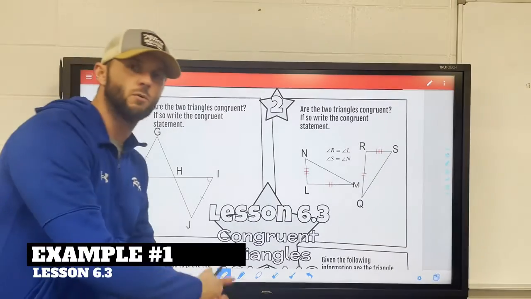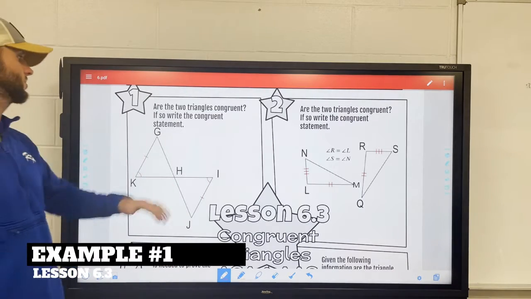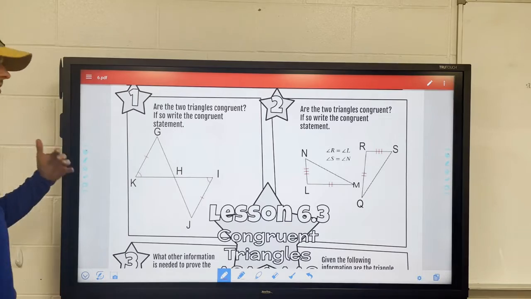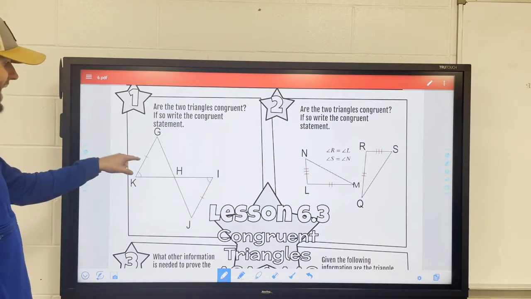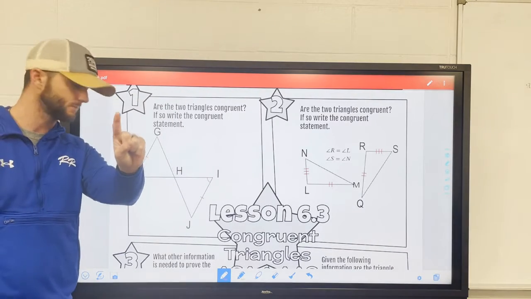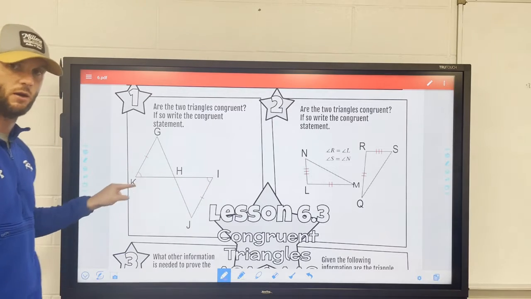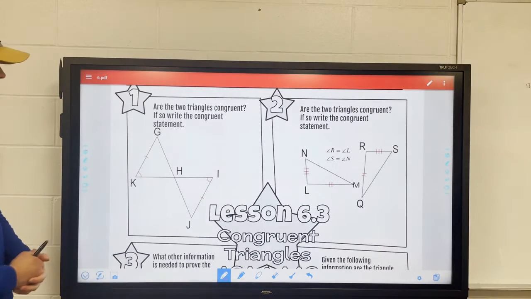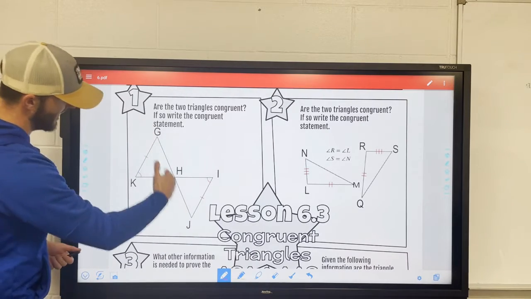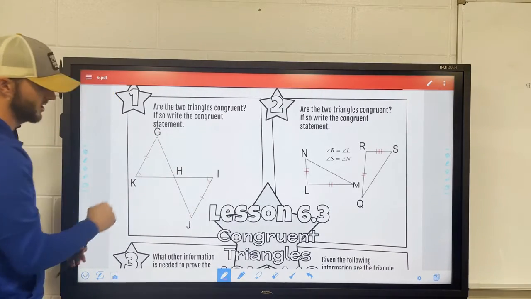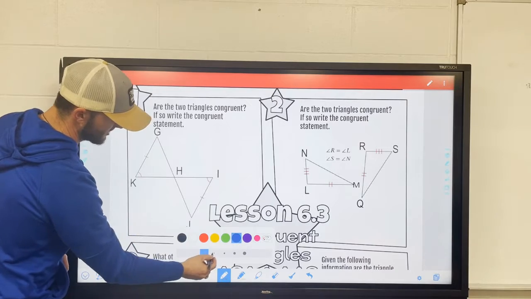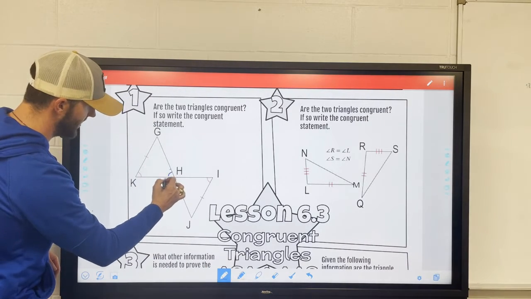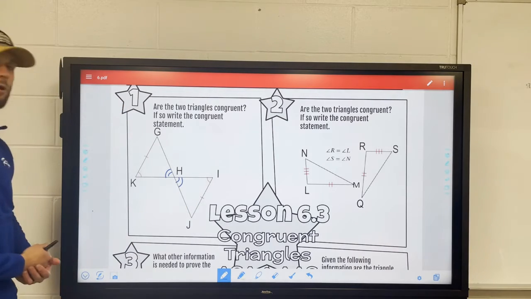All right, on example number 1 here, it says, are the two triangles congruent? If so, we need to write the congruent statement. Let's look at what I already know. I have one side. I have an angle here that's congruent. Now I'm trying to figure out if there's anything else congruent. If you look, this line here and this line here are crossing each other. That tells me that the two angles that are vertical to each other are congruent. So this angle right here and this angle right here are congruent to each other.